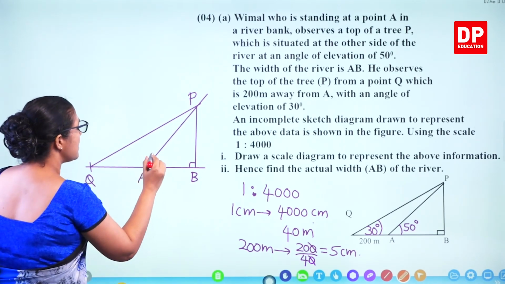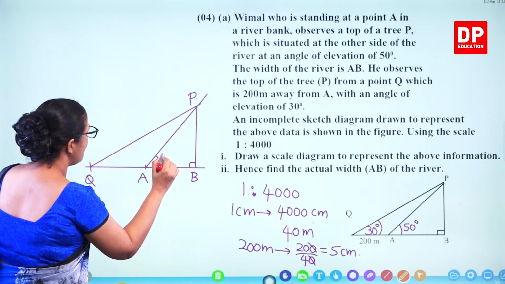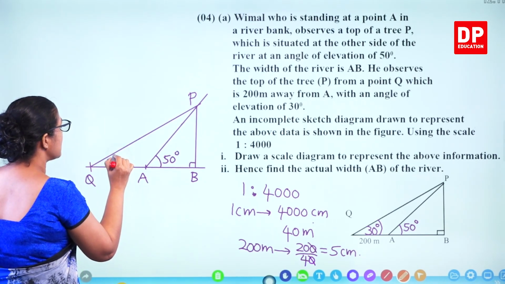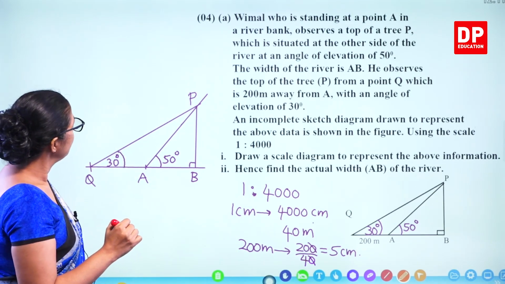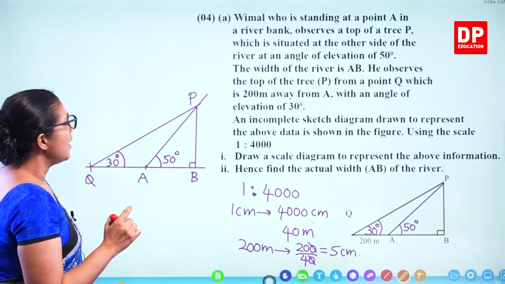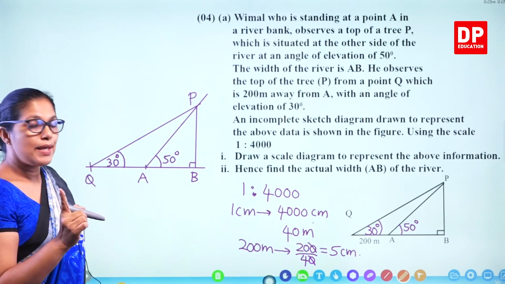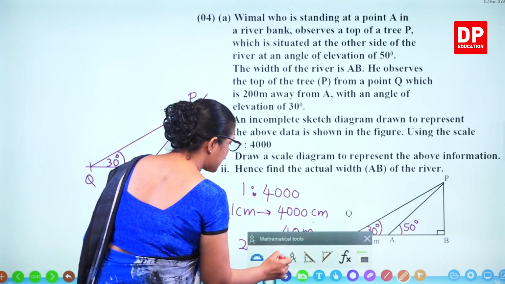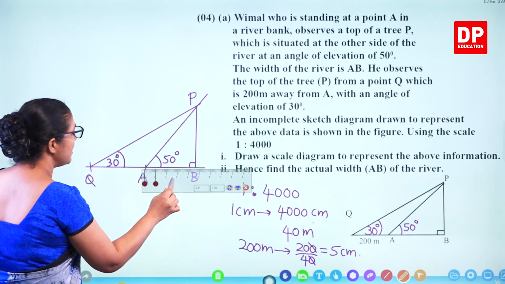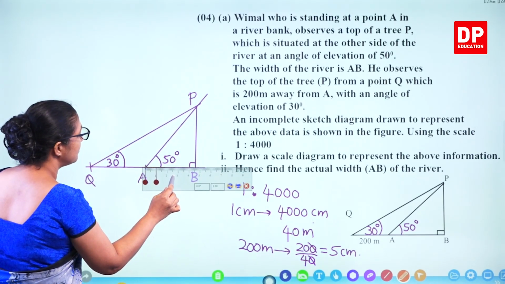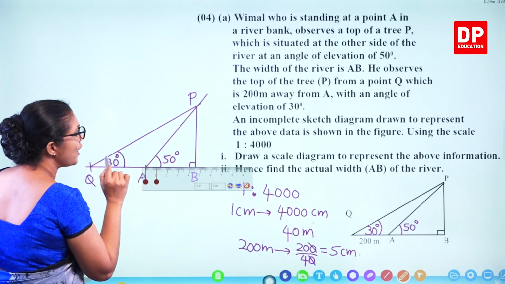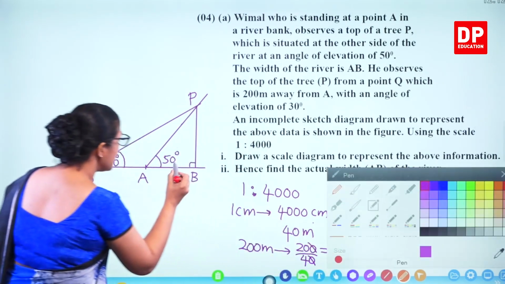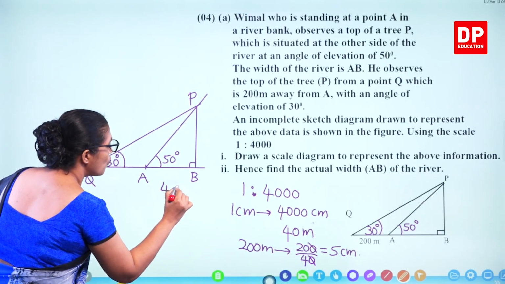Now this is the diagram. This is 50. This is 30. Now what's the next step? Hence find the actual width AB. Now we need to measure this length and see what the actual length is. So what is the AB length? That's 4.5. So 4.5 centimeters for this length.